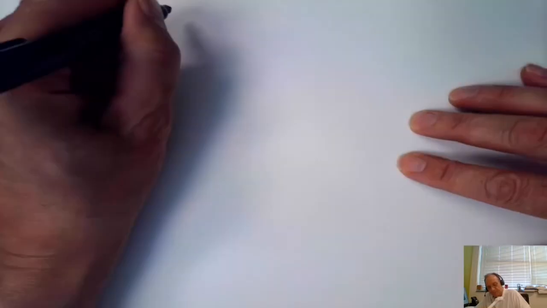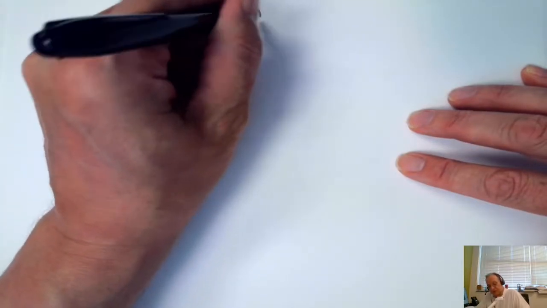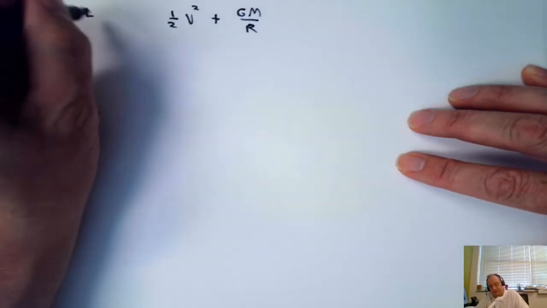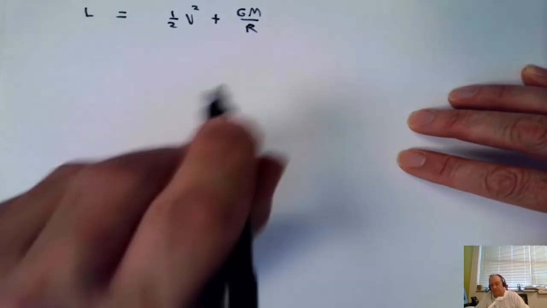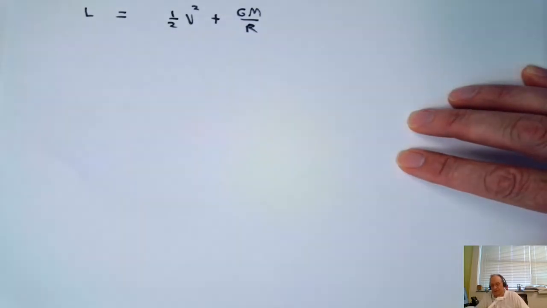I'm going to think of the kinetic energy minus the potential energy. I'm going to divide the mass of the moving object out. So what I'm going to be looking at is this quantity. Minus minus is plus GM over r. I'll make up a name for this. I'll call it L. This is the total kinetic minus potential energy per unit mass.